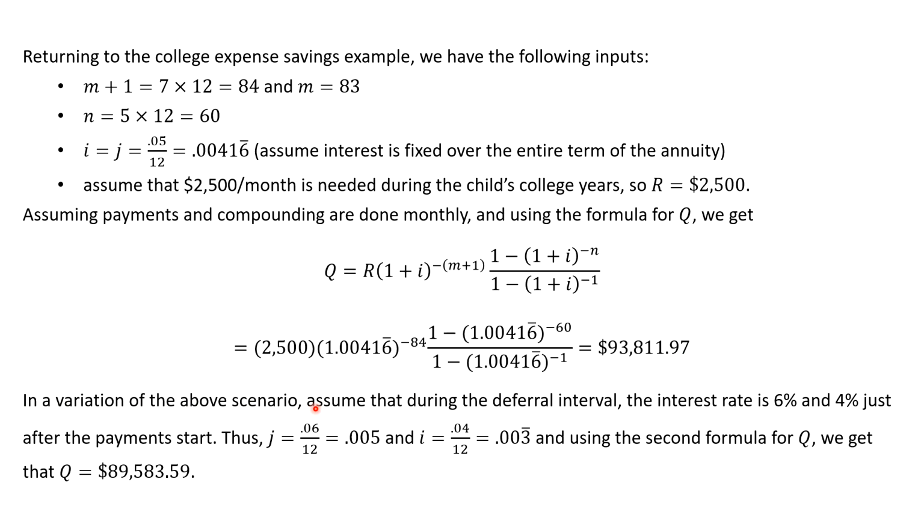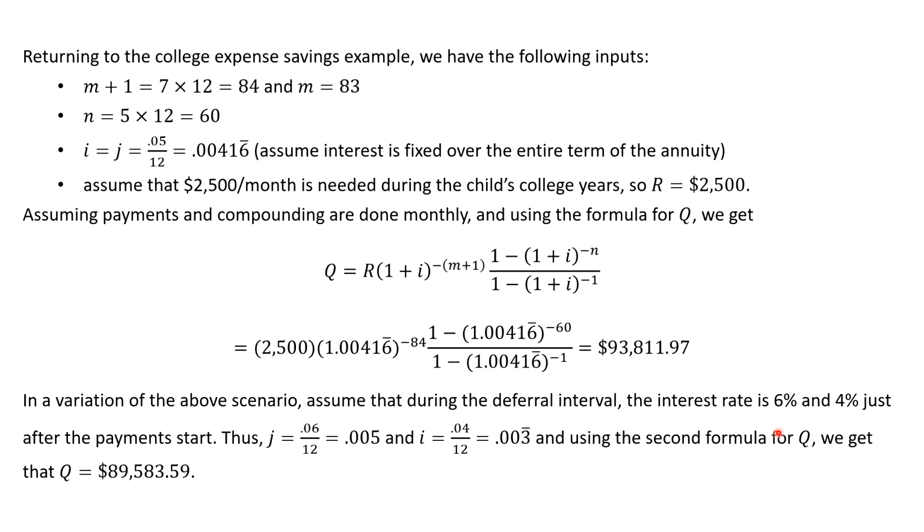Then in a variation, assume that during the deferral interval, the interest rate is 6% and just 4% after the payment starts. So our J would be 0.06 divided by 12. So that would be here. And then this number for I is also different.